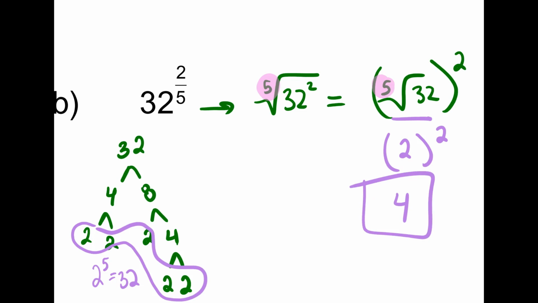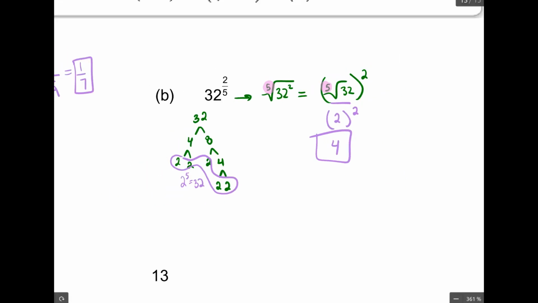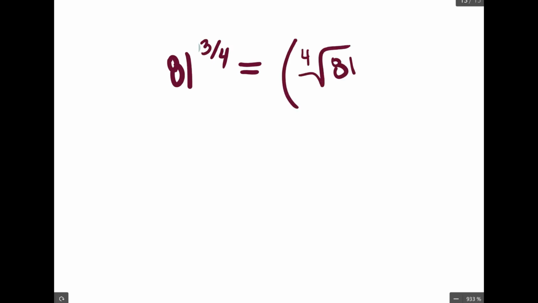All right, so let's try one more just like this. Do we have room? Yes, right over here. So let's make our own part C. My next example is 81 to the 3/4 power. This is the same thing as saying the 4th root of 81 all to the 3rd power.